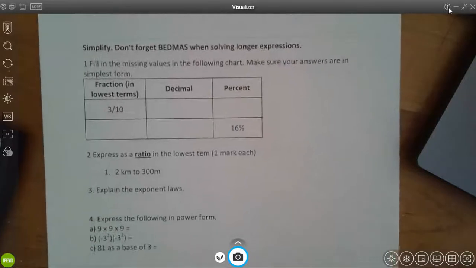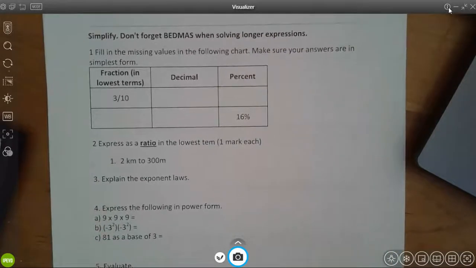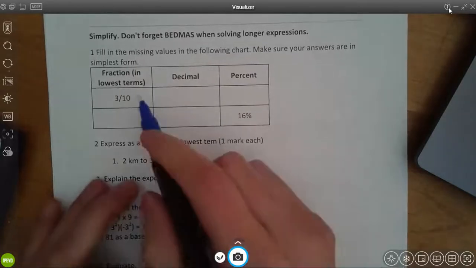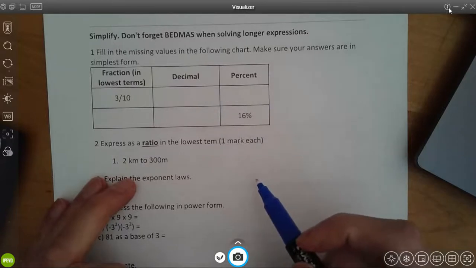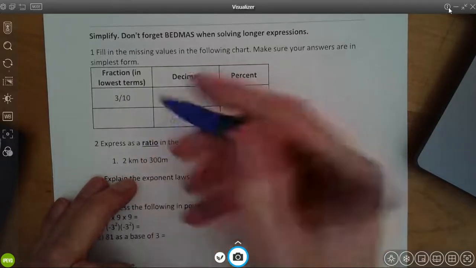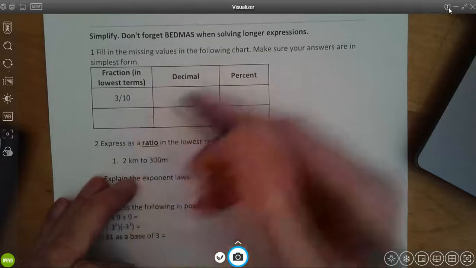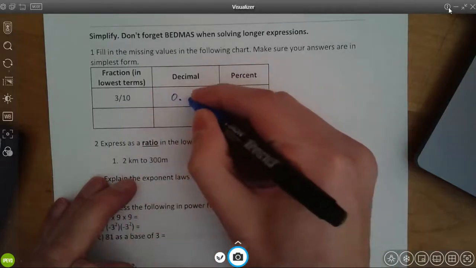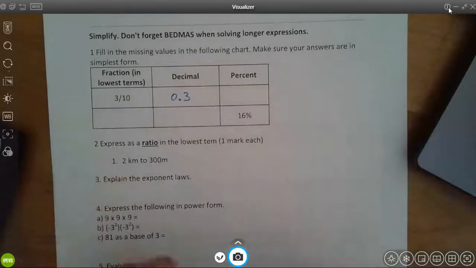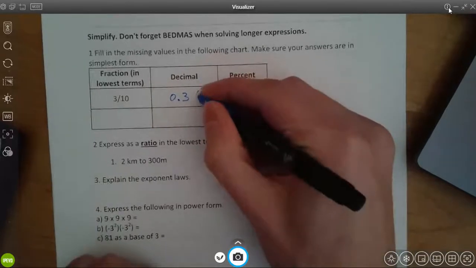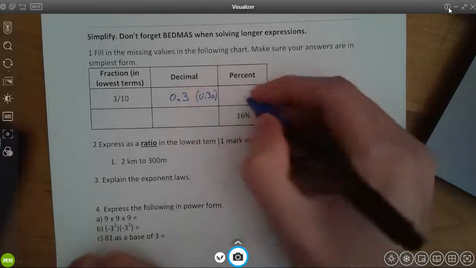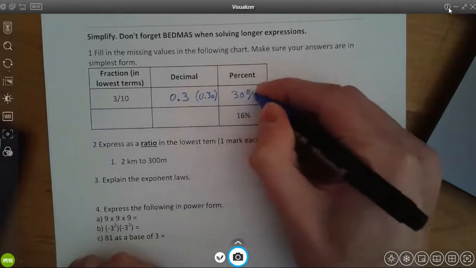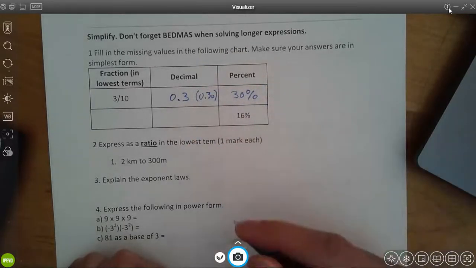So at the beginning, we're going to fill in this table. We want to express numbers as fractions, decimals, and percents. So there's three common ways to express the same number. To turn a fraction into a decimal, I'm just dividing numerator by denominator. So 3 divided by 10 is 0.3 or 0.30. It's not necessary, but it's not incorrect either. And then as a percent, I'm just multiplying my decimal by 100. So that's 30%. Remember that percent always means out of 100.